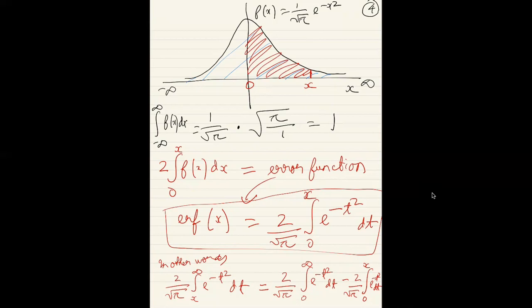So what did we get from this? We got that this thing is 1 and this thing is the error function of x. So if we had to go from x to infinity, we could just calculate the error function going from 0 to x and subtract that from 1, and that would get it. This has a special name. This is called the complement of the error function, ERFC of x. So what we have just shown is ERFC of x is equal to 1 minus ERF of x.